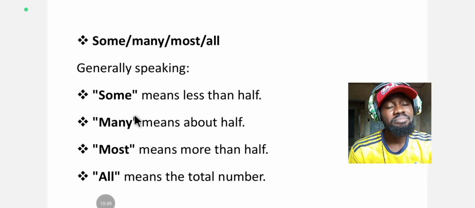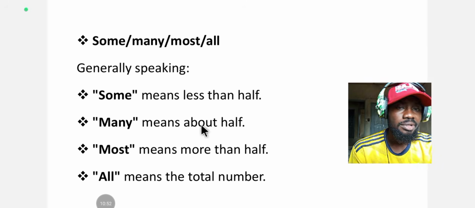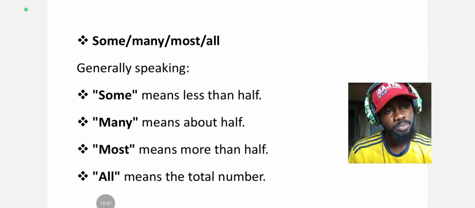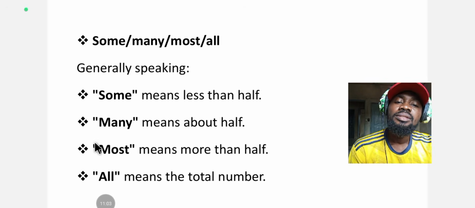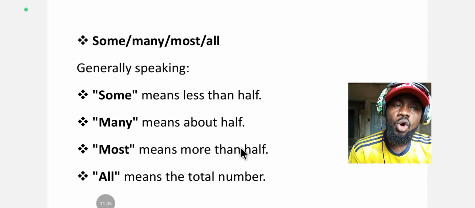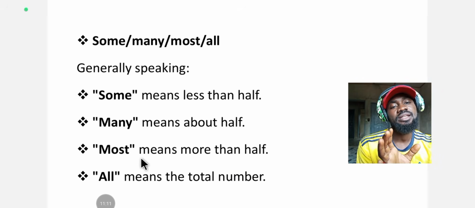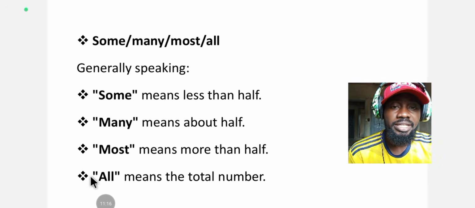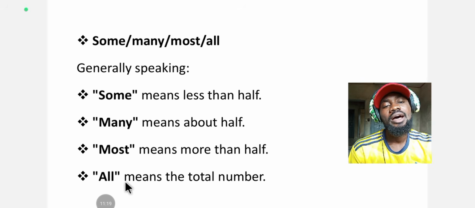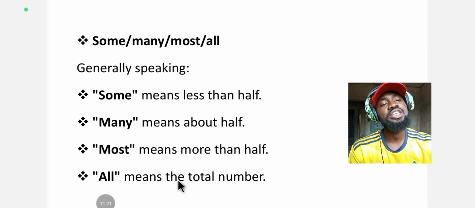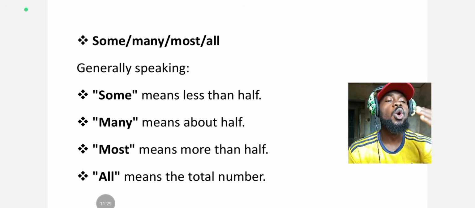Many means about half. When you say many people, it means about half of the people. The next here is most. And most means more than half. So when you say most people, it means more than half of the people. Then the final one we have here is all. And all means the total number. So when you say all people, it means all of the people.